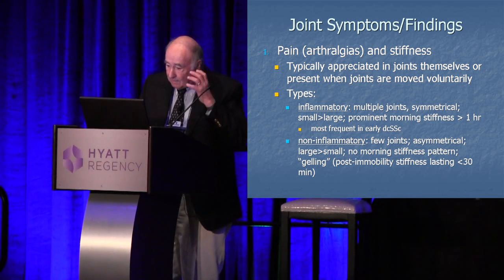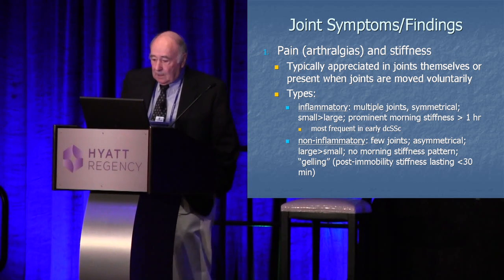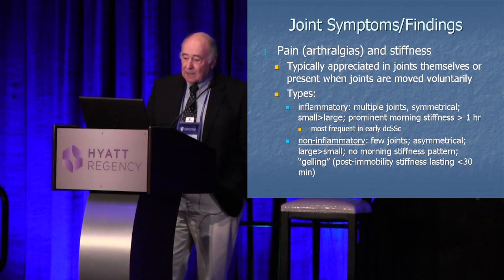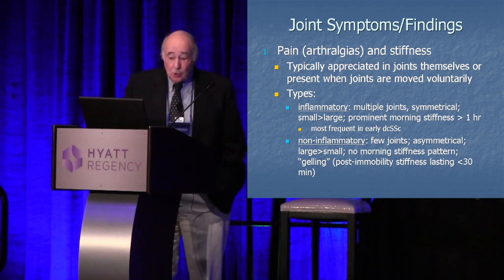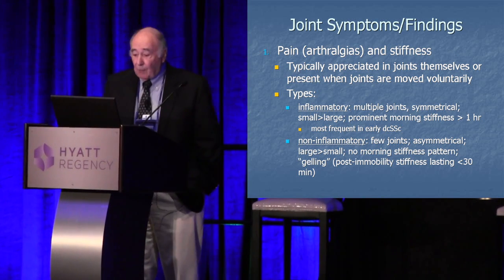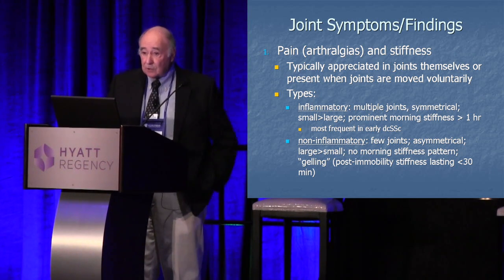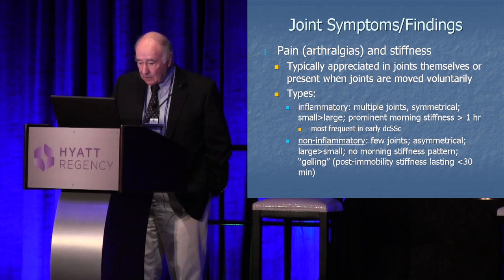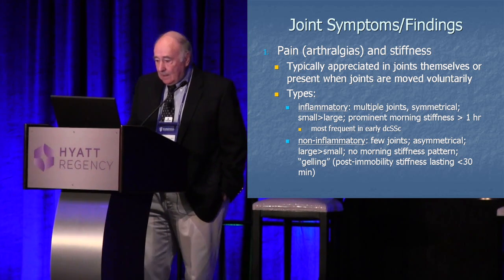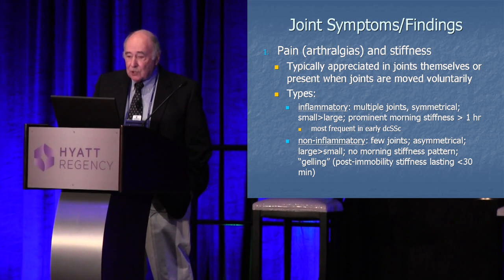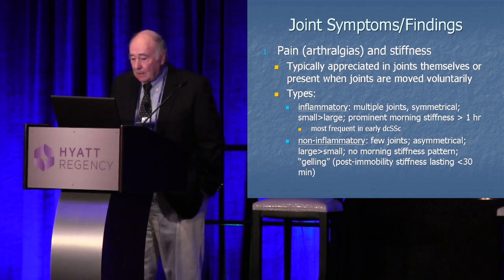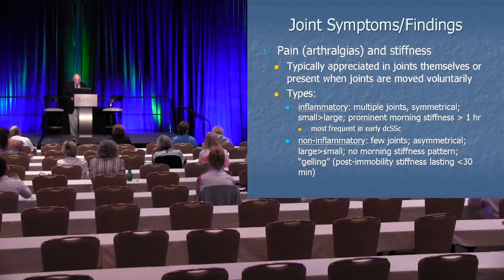So let's just go through some of these to give you an idea of what types of symptoms we're talking about. Joint pain is called arthralgias, and joint stiffness, most patients attribute to the joints themselves. They identify the joints as the problem rather than locations other than the joints. And they are typically present when joints are moved.